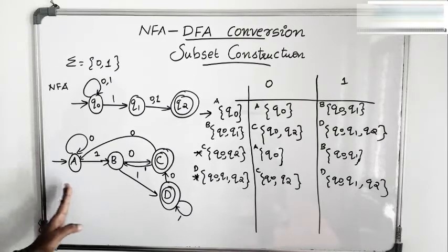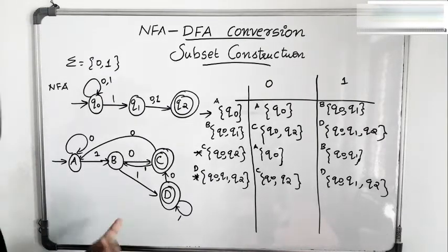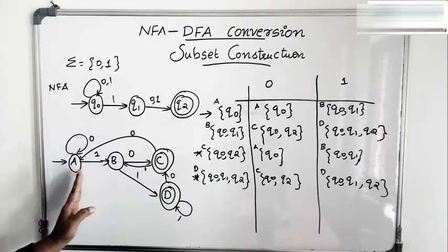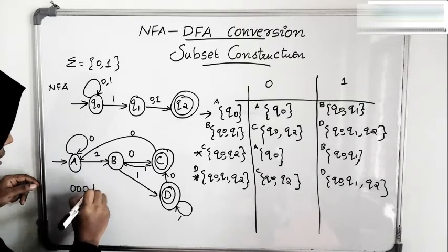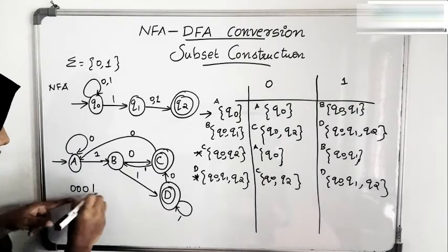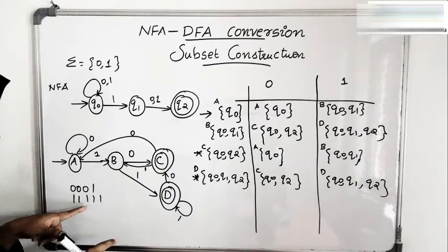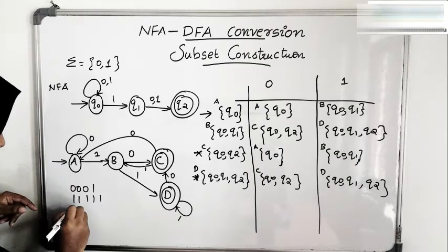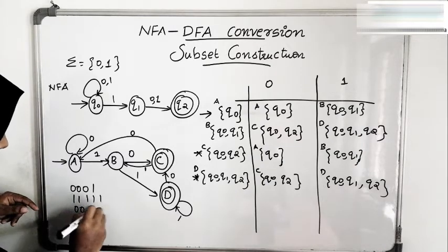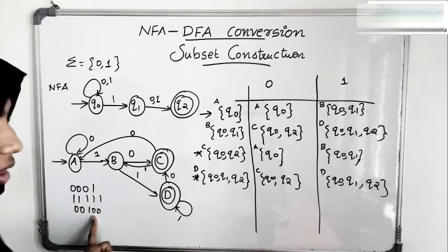So check whether it accepts all the strings that contain 1 in the second last position. I'll take the string 0, 0, 0, 1. This should be rejected because 1 is not in the second last position. Then 1, 1, 1, 1, 1. This should be accepted because it contains 1 in the second last position. Then 0, 0, 1, 0, 0. This should be rejected because this doesn't have a 1 in the second last position.